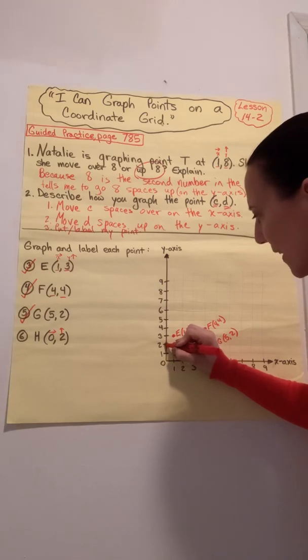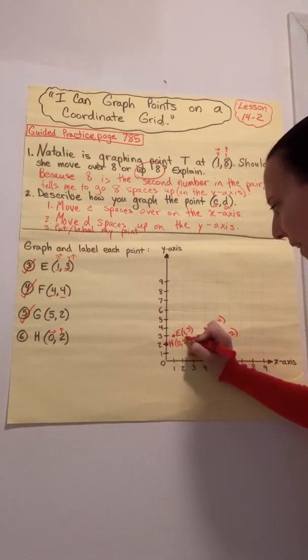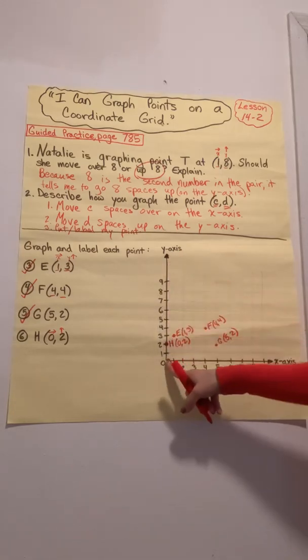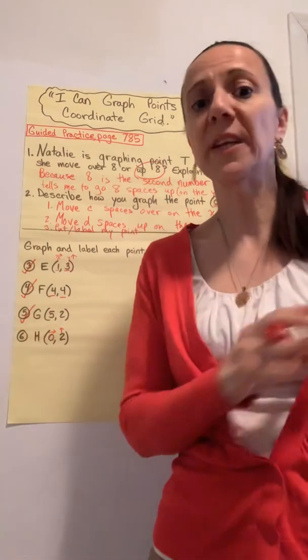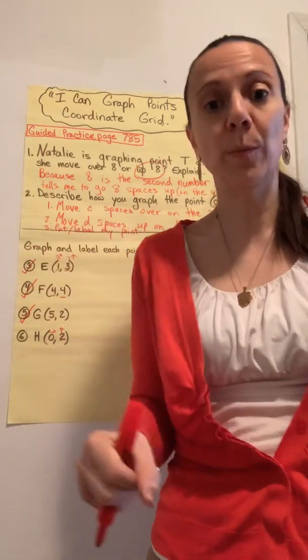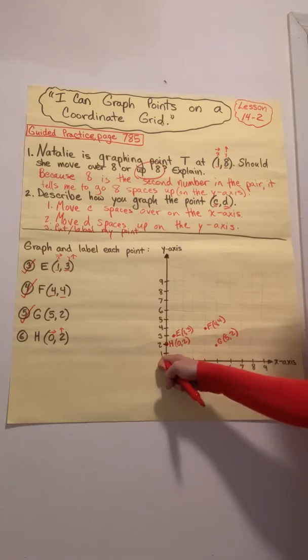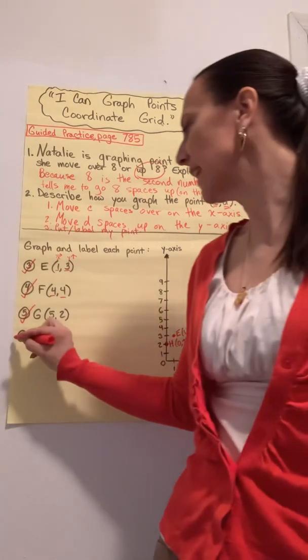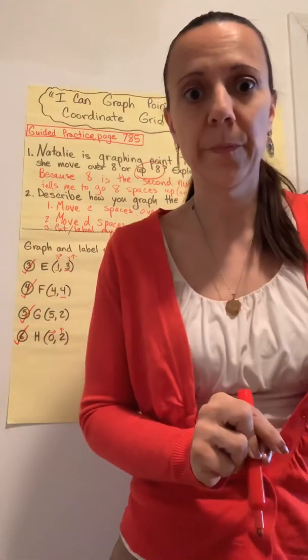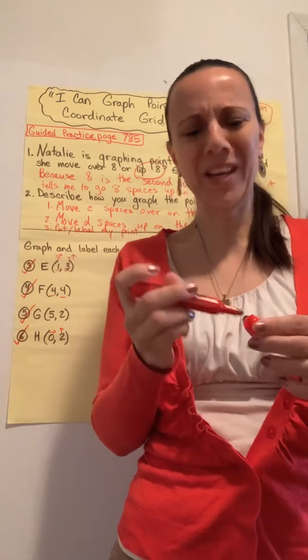This point, point H, is going to be right on the axis, right on the line at the edge of the grid. I know that seems like it's out of bounds, but it's not. It's part of the grid, so you can put a point on there. So there's point H, 0, 2. I did not move over at all. I stayed at the start, but I went up 2 because the second number in the pair was 2 on the y-axis.